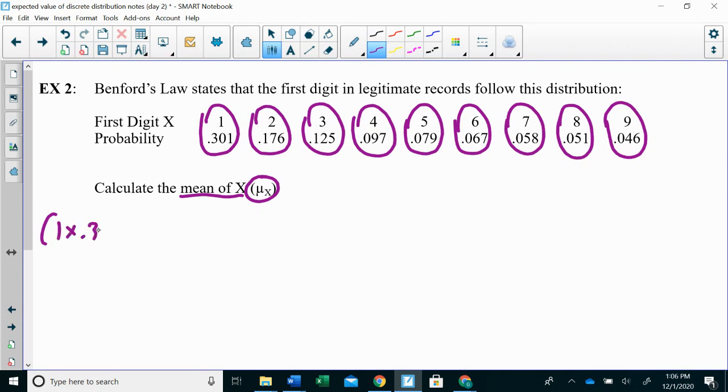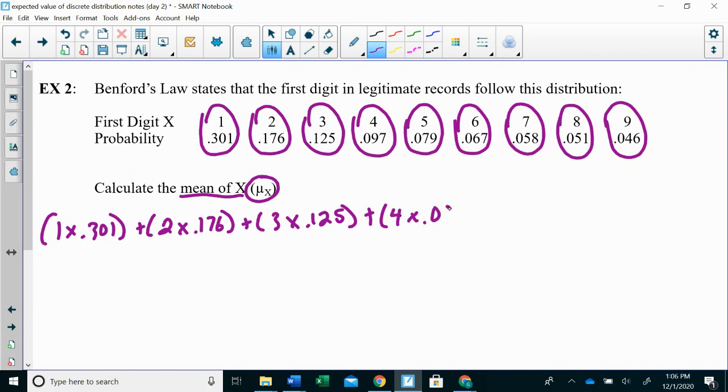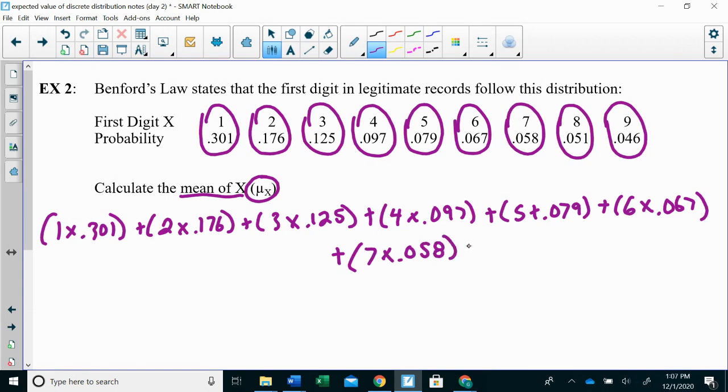So 1 times 0.301, and then we add to that 2 times 0.176, and then we add to that 3 times 0.125. I'm going to go across that table, multiplying each of those pairs together. 4 times 0.097. As I multiply each of those pairs together, we then add all of those results to finish it out. Now, obviously, I'm about to run out of room here. So 6 times 0.067, plus 7 times 0.058, and then 8 times 0.051, and then finishing up with 9 times 0.046. So it's a lot of arithmetic. It's a lot of numbers.